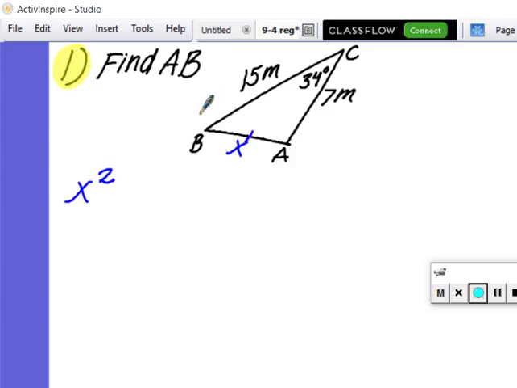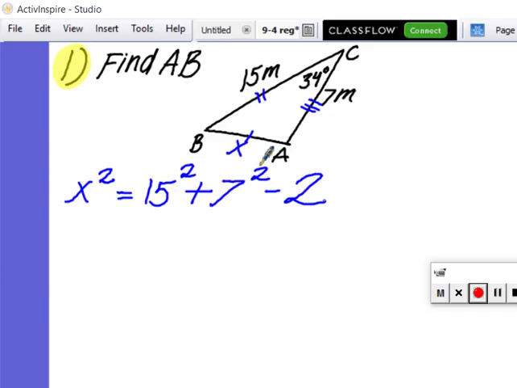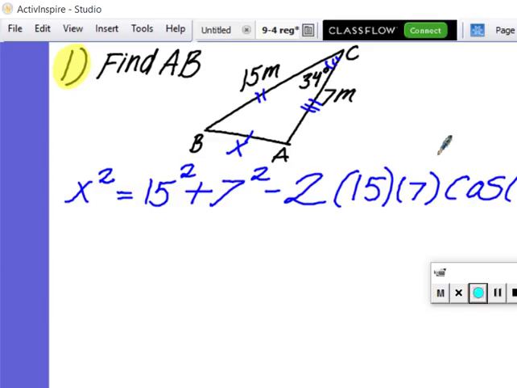This side squared equals one of the other sides squared, so I'll just go 15 squared, plus the other side squared, 7 squared. Then it's minus 2 times that, always. So minus 2 times this side, times cosine, in the law of cosines, of the angle that's across from x. Let's locate x. The angle across from it is 34, so that has to be cosine of 34.